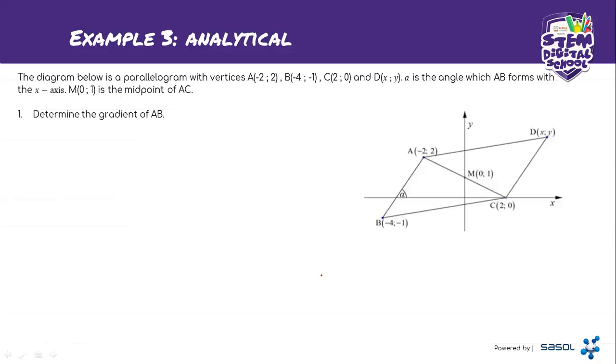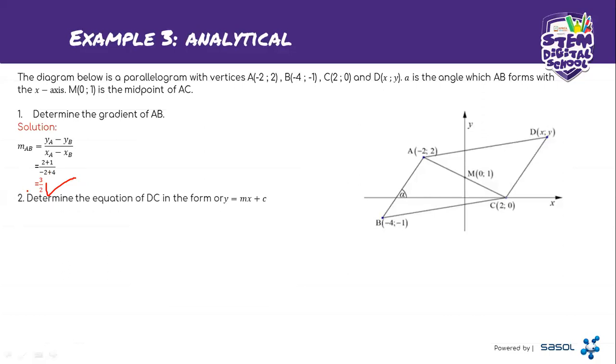The first question that we have to address is to determine the gradient of AB. Then you just calculate the gradient there. Our gradient of AB is 3/2. That is the gradient of AB. It was quite easy to calculate the gradient because we know the formula to calculate the gradient. We have the points there, so it's easy, right?